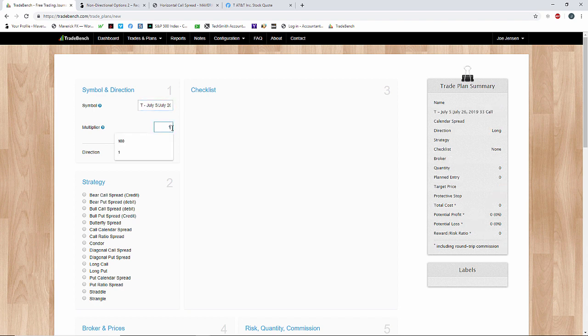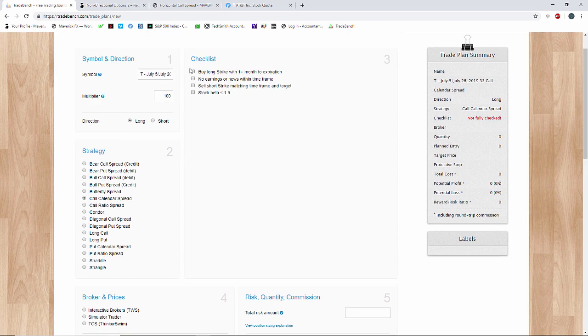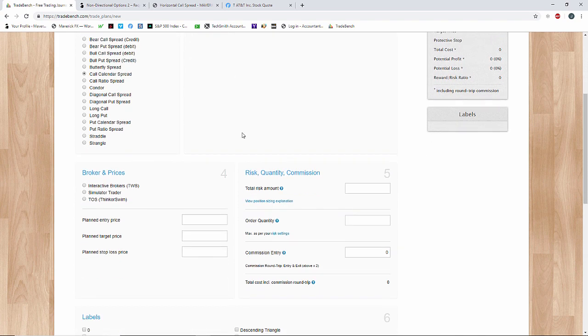Now here's my multiplier. I usually like to do this by 100 because it actually helps the commissions since I'm using thinkorswim commissions. We'll keep that in mind. Let's go ahead and select the call calendar. Here comes the checklist. Everything checks because we did that before. Okay. Now, how do we get our values? Very simple. We use the risk graph.